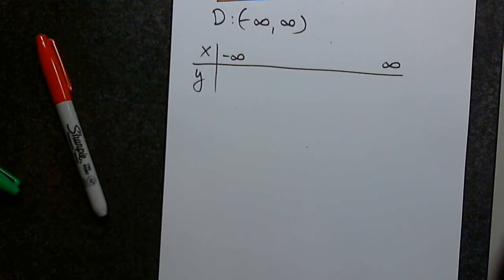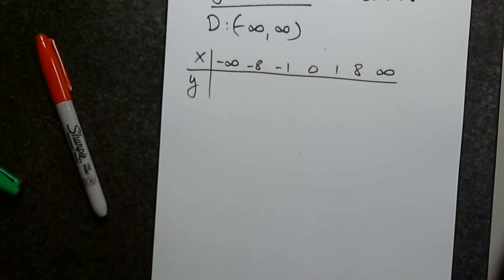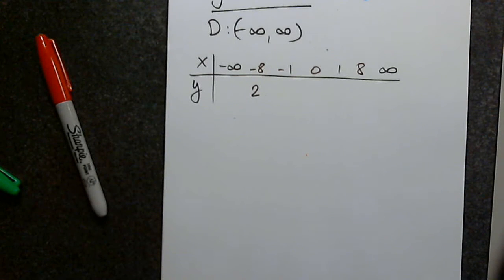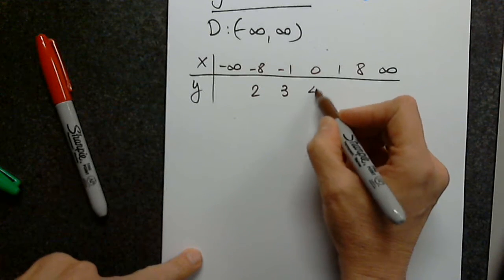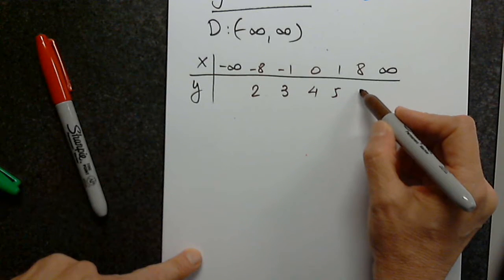I'm going to choose convenient numbers. I'm not going to choose 7 because I'm going to have some difficulty with taking the cube root of 7. Of course, I'm going to use -8, -1, 0, 1, and 8. So when I plug in -8, I will get -2 plus 4, which is 2. Good. When I plug in -1, the cube root of -1 is -1, and -1 plus 4 is 3. When I plug in 0, 4. When I plug in 1, 5, and so on and so forth. And here I have 6.